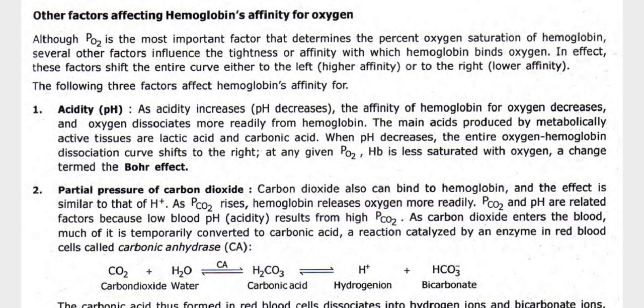The following three factors affect hemoglobin affinity for oxygen. Acidity, pH: as acidity increases, pH decreases, the affinity of hemoglobin for oxygen decreases, and oxygen dissociates more rapidly from hemoglobin. The main acids produced by metabolically active tissues are lactic acid and carbonic acid. When pH decreases, the entire oxygen-hemoglobin dissociation curve shifts right. A shift to the right means lower affinity. So at any given PO2, Hb is less saturated with oxygen, a change termed the Bohr effect.